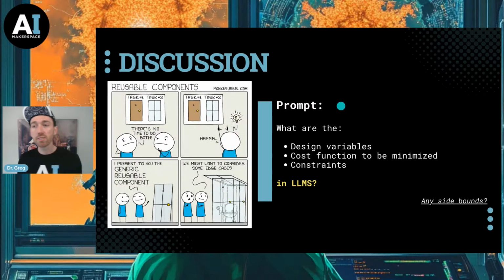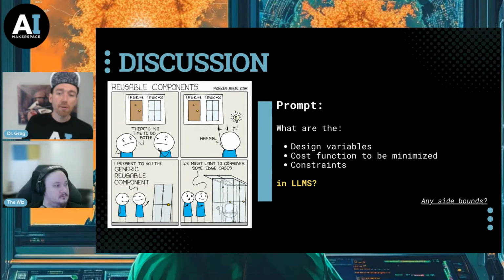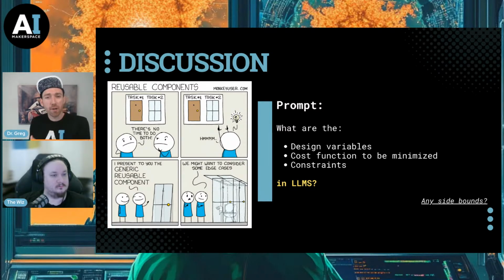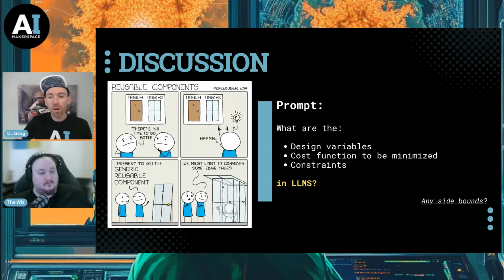Wiz, I want to bring you up for a discussion here. When we think about LLMs today, and I kind of alluded to this a little bit already, what are the variables? In classic ML, we've got features. What are the features in LLMs today?